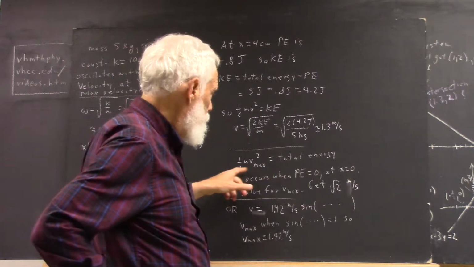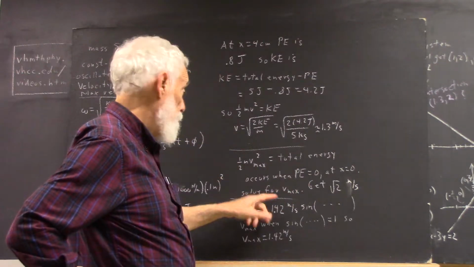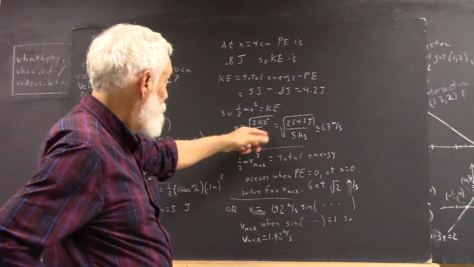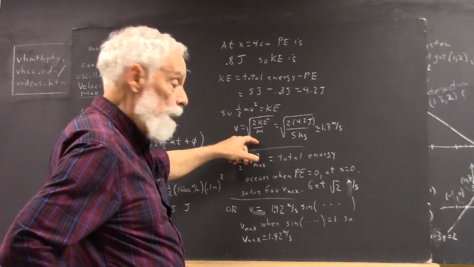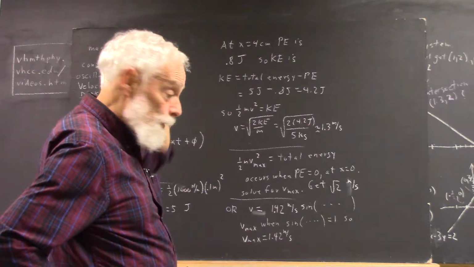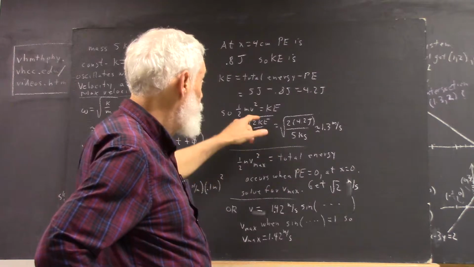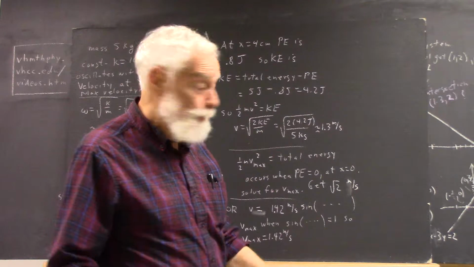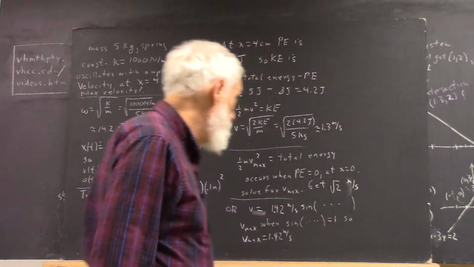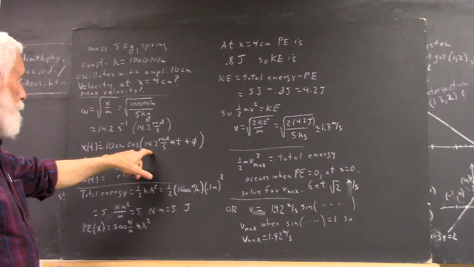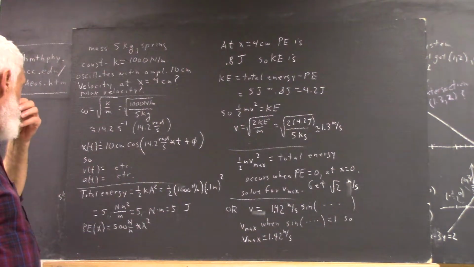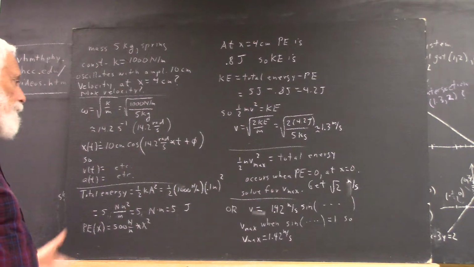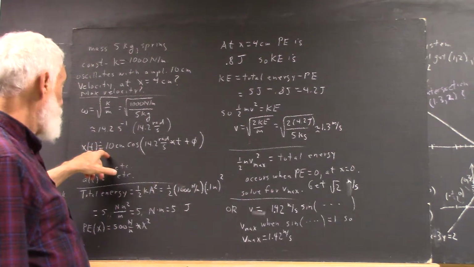Well, you can then solve this for Vmax. And it's the same solution, square root of 2 times the kinetic energy divided by the mass, but this time the kinetic energy is going to be the total energy, which is 5 joules, not 4.2 joules. When you do that, you get the square root of 2 meters per second, which matches the amplitude, 10 centimeters.